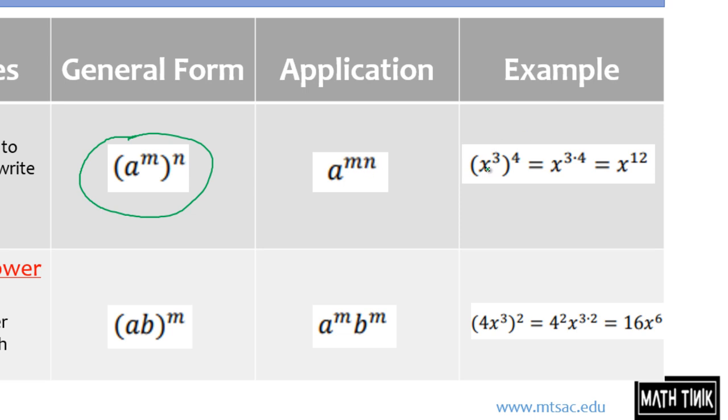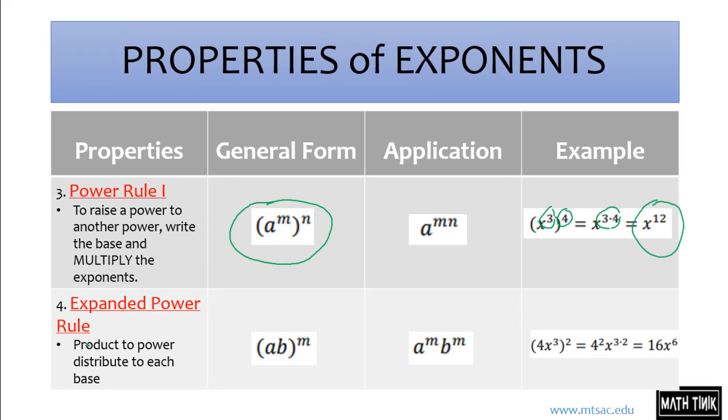Okay, so we have here an example of x raised to the 3rd power, raised to 4. So we have to multiply 4 and 3. That makes here 3 times 4. So your final answer is x raised to the 12th power.